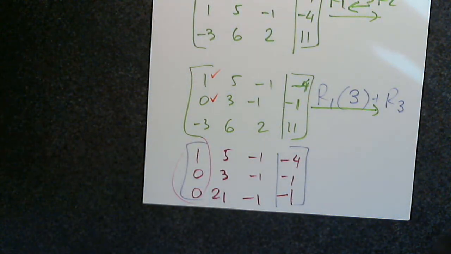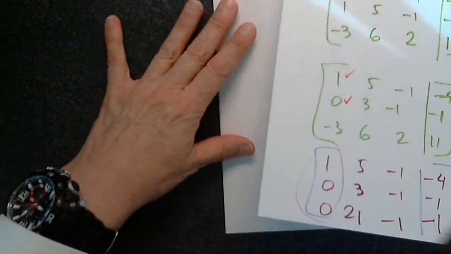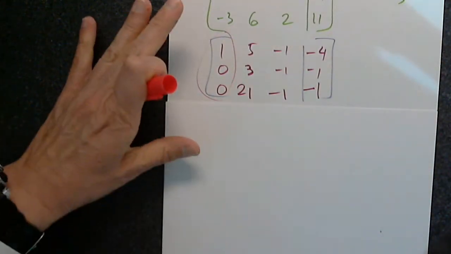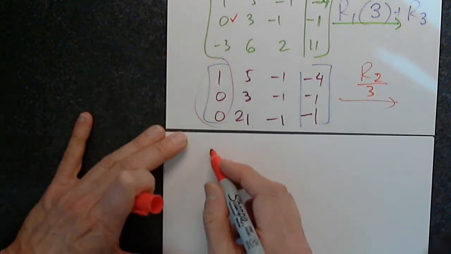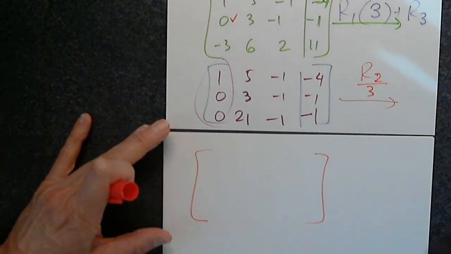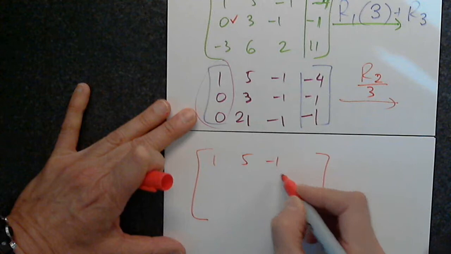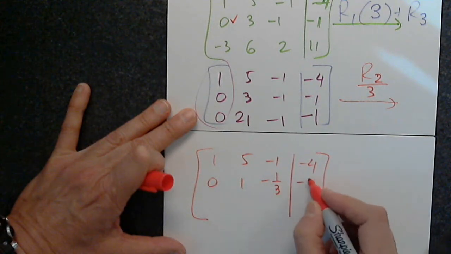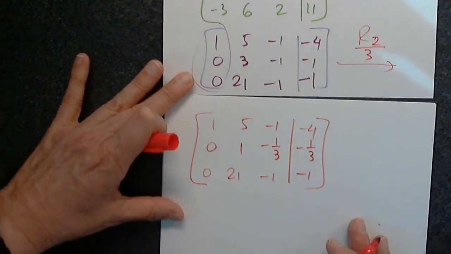We have to work on columns only. I have no choice. So I rather divide the middle by 3. Then swap 2 and 3 and divide by 21. So 1, 5, negative 1, negative 4. 0, 1, negative 1/3, negative 1/3. 0, 21, negative 1, negative 1.